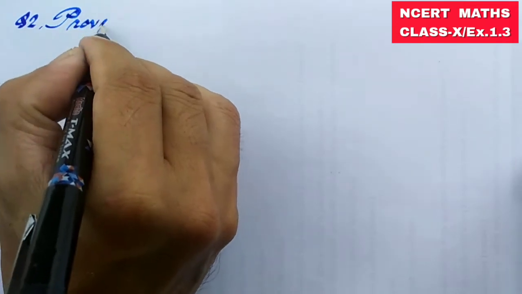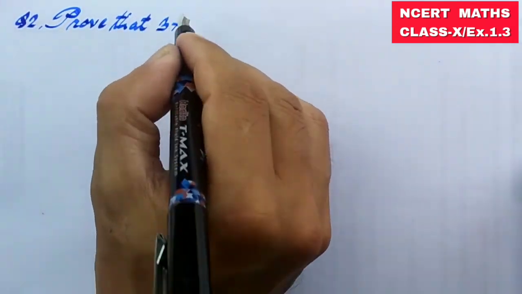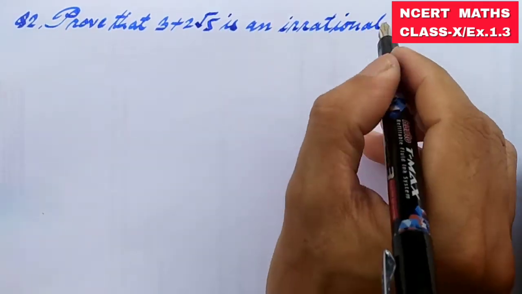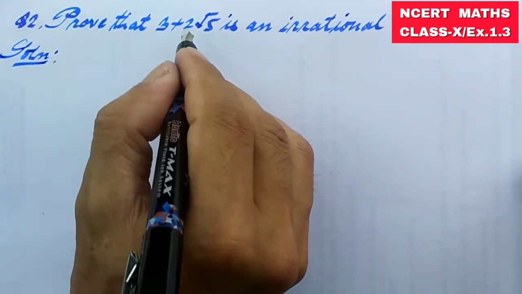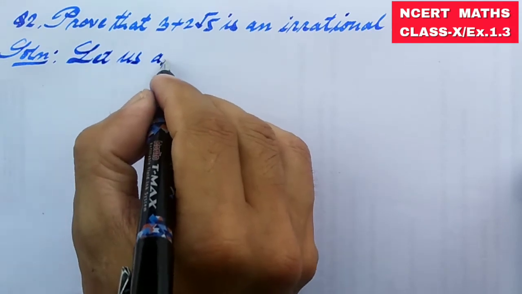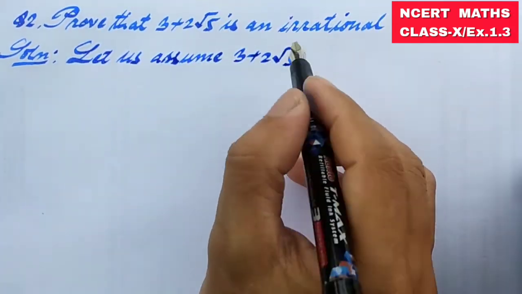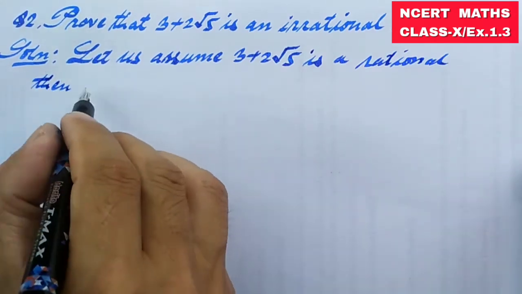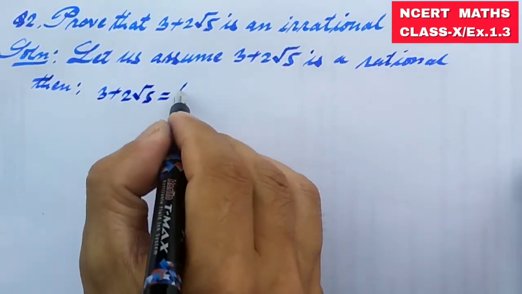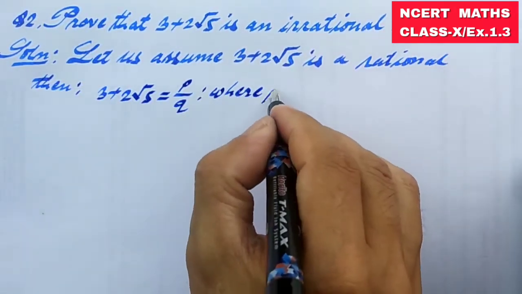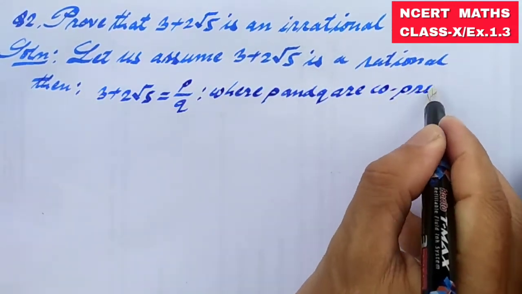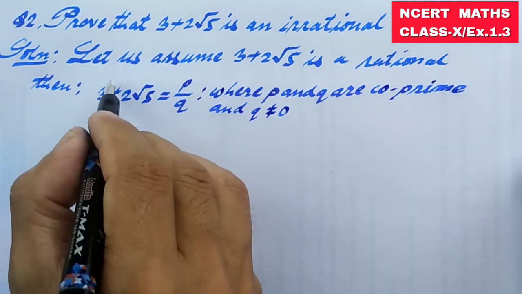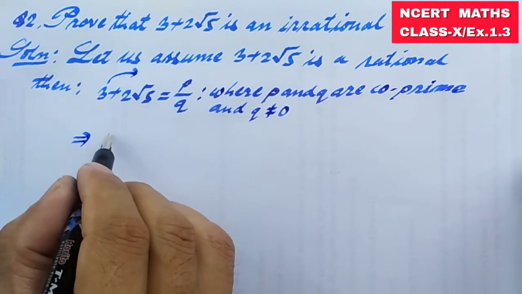Okay, let us move to question number 2. Prove that 3 plus 2 root 5 is an irrational number. Let us come to the solution. So let us assume 3 plus 2 root 5 is a rational number. Then 3 plus 2 root 5 equal to p by q, where p and q are co-prime and q is not equal to 0. So now let us transfer this 3 to the other side.